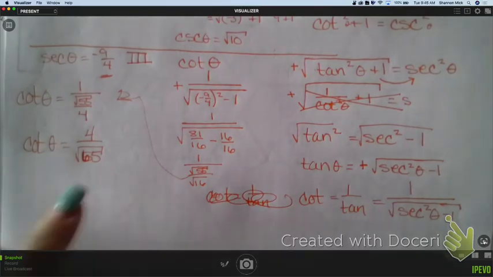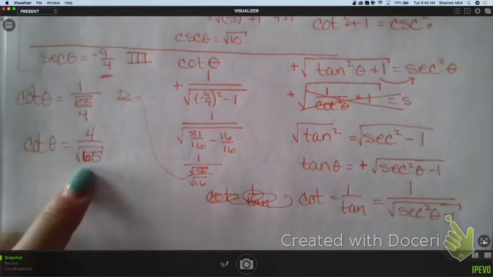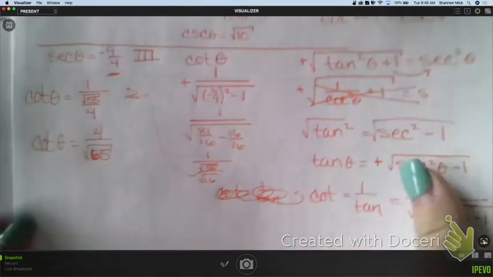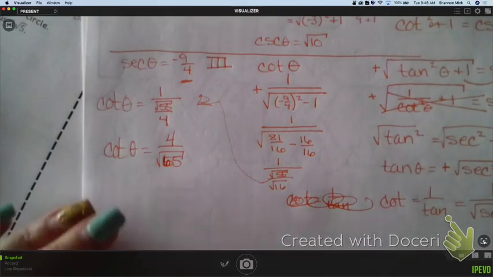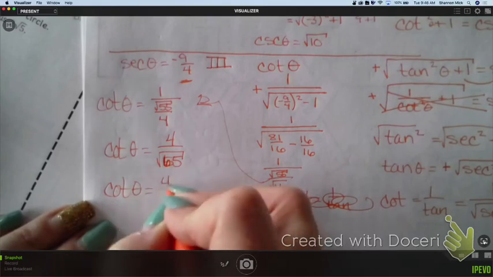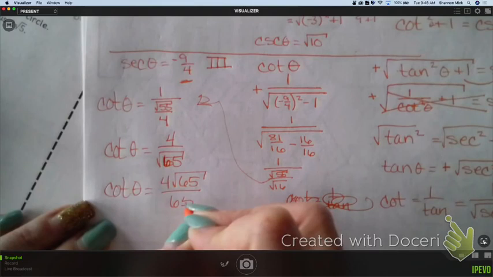Can I simplify 65? No. It's 5 and 13, so I can't simplify it. So now what? I have to rationalize it. So the cotangent is going to be 4 square root of 65 over what? 65. Over 65. There we're done.